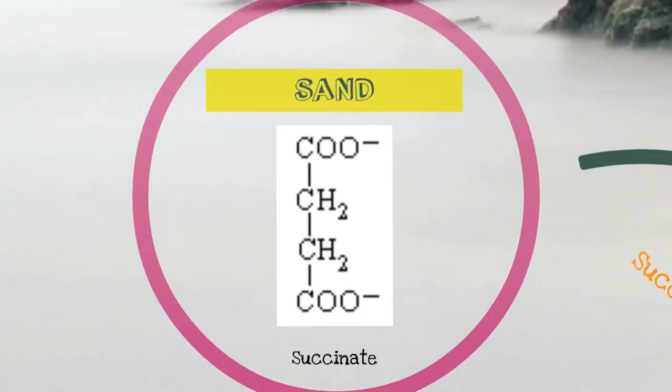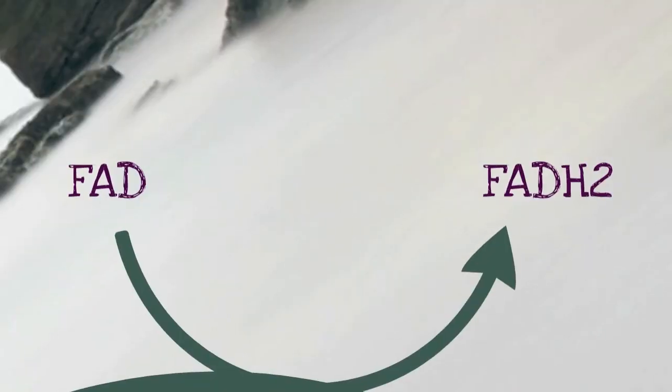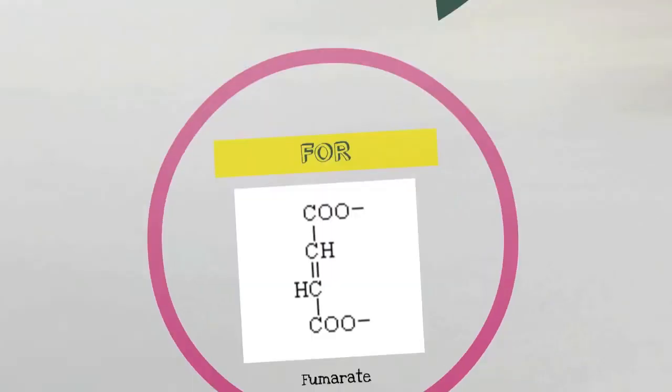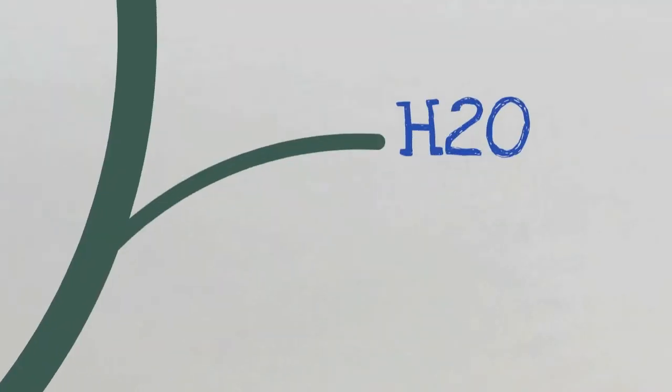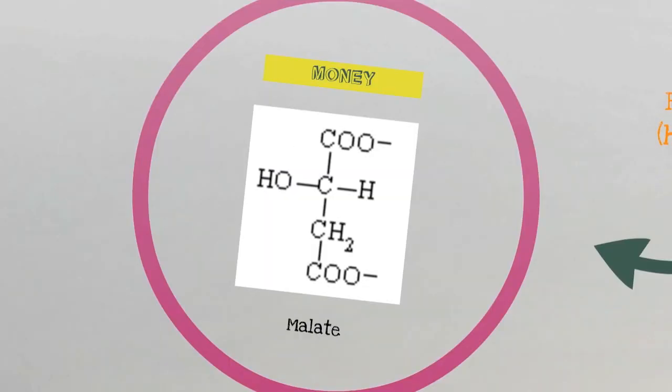From succinate to fumarate, we employ the reduction of FAD to FADH2 via succinate dehydrogenase. Once again, water is introduced to allow fumarase to hydrate fumarate. Malate is our product. We're almost done.